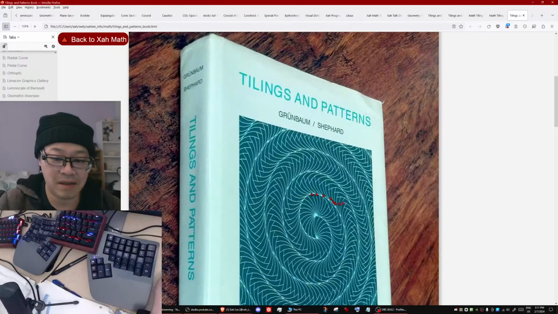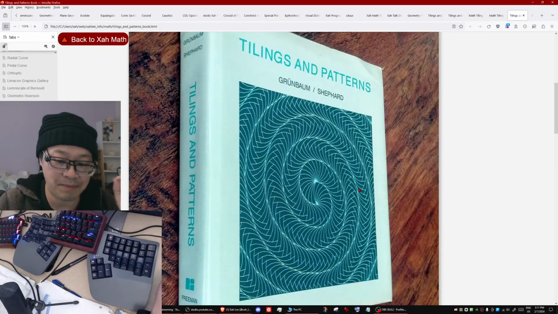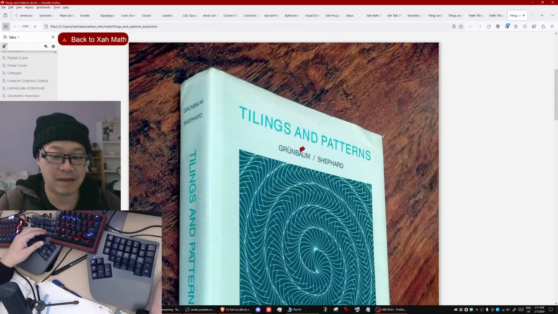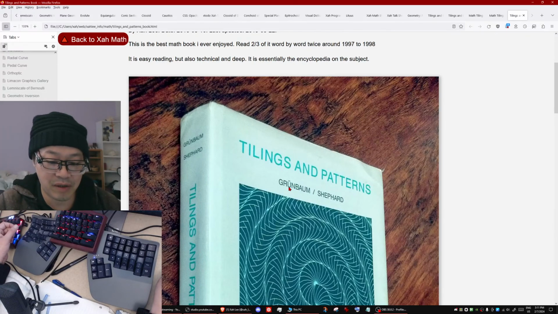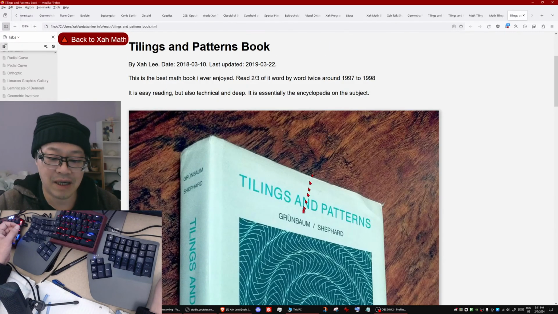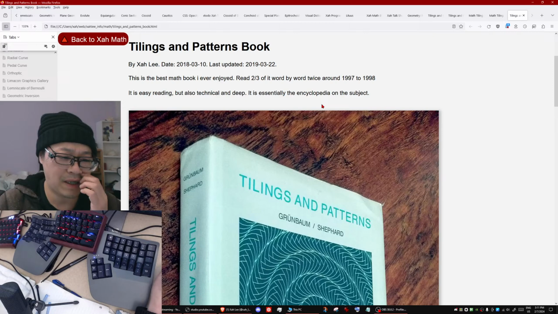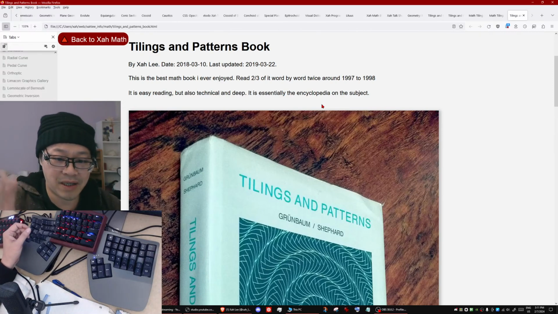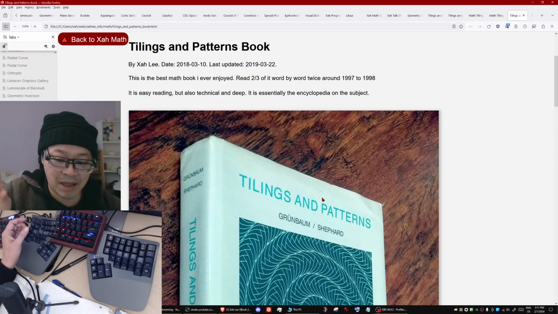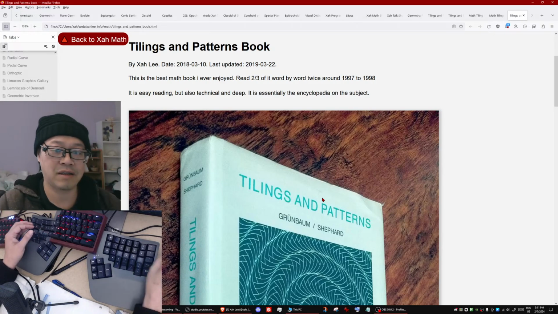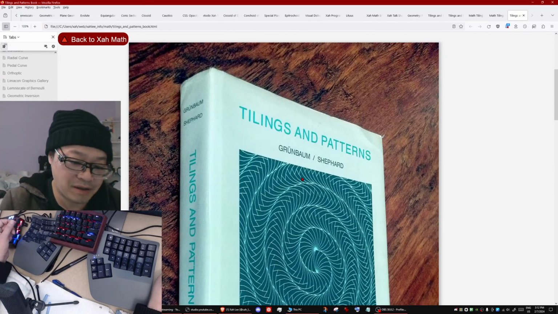Okay, so this book I highly recommend. This is the best book on tilings and patterns. Very rigorous, mathematics based. Okay, this is like the book, Tilings and Patterns by the mathematicians Grünbaum and Shephard. When I was younger in the 90s, I actually emailed them, and they sent me a bunch of publications in mathematical journals, because I had some questions. So, when I was younger.